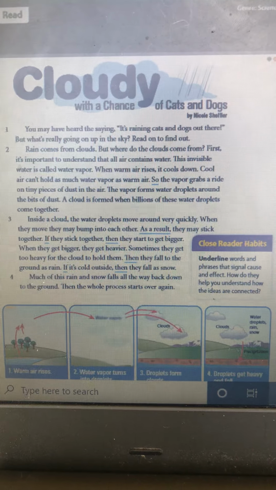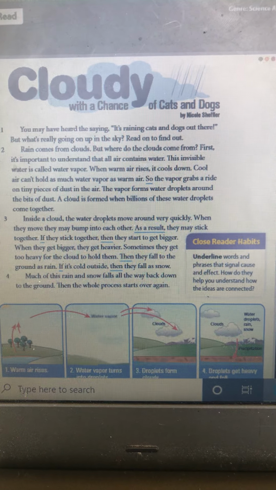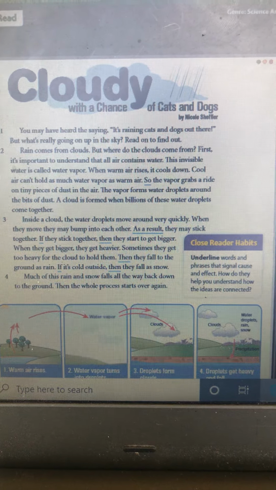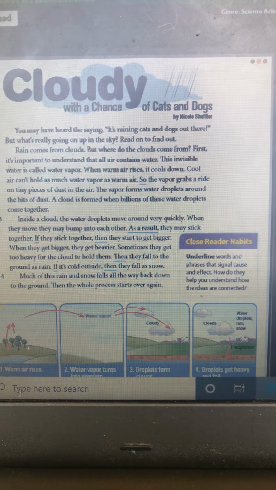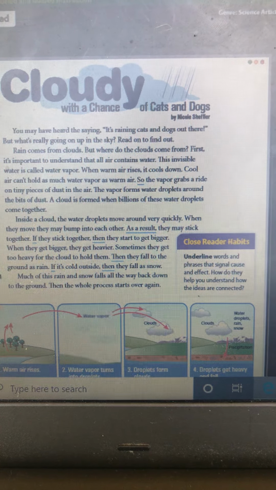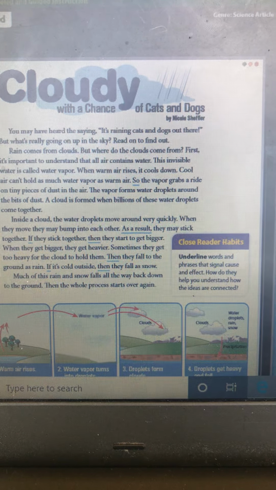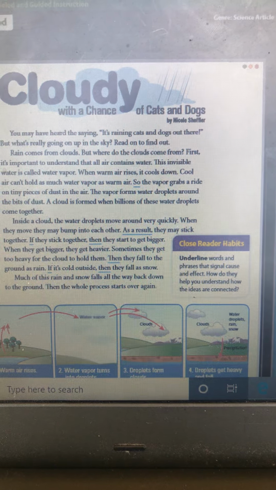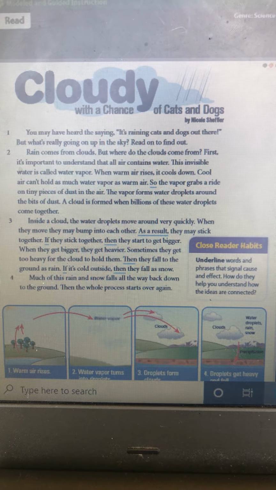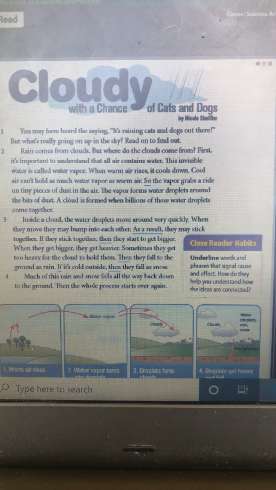You may have heard the saying, it's raining cats and dogs out there. But what's really going on in the sky? Read on to find out. Rain comes from clouds, but where do the clouds come from? First, it's important to understand that all air contains water. This invisible water is called water vapor.